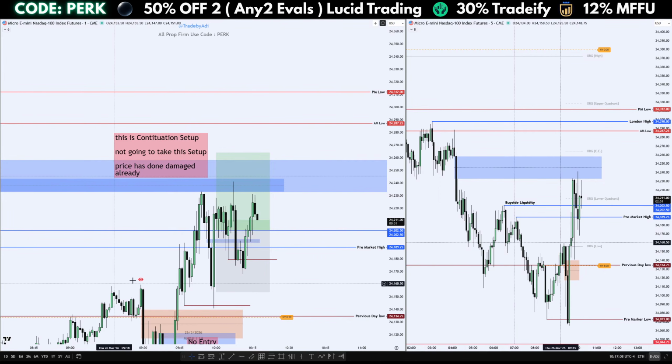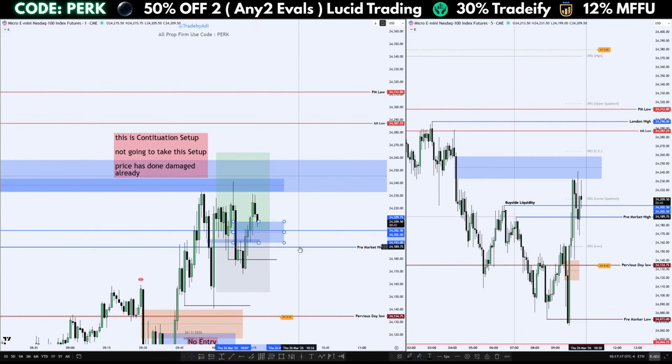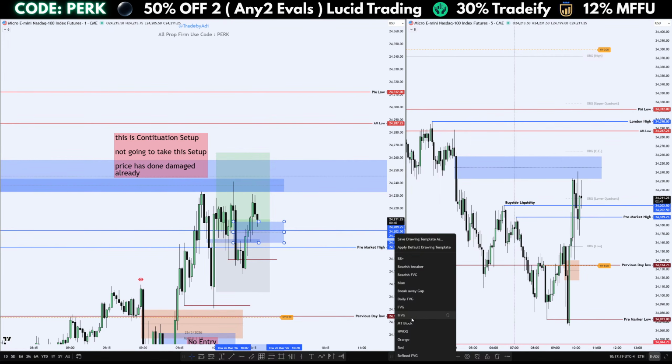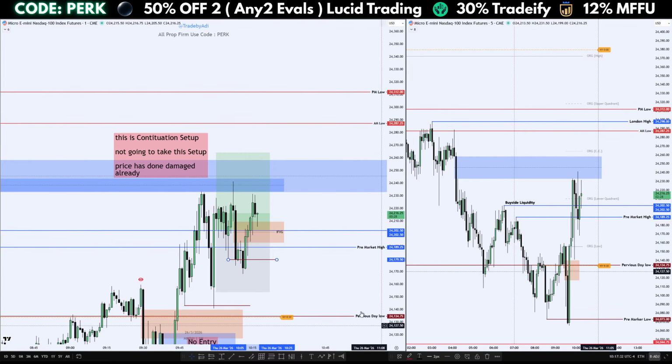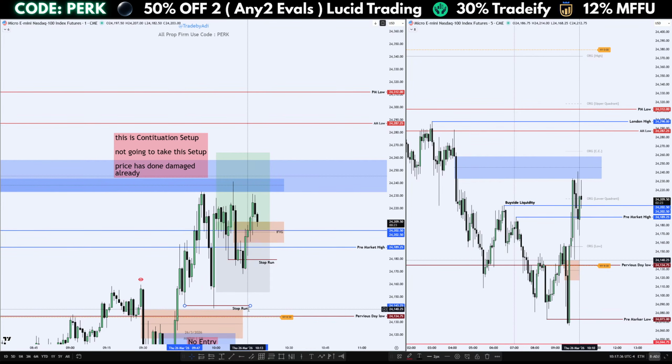Knowing where you should put your stop loss is really the important thing. This is the inverse FVG we are trading right now, the IFVG. And this was again another continuation thing, the stop run. This was the first stop run, this was the second stop run. This stop run was inside the 5-minute FVG.